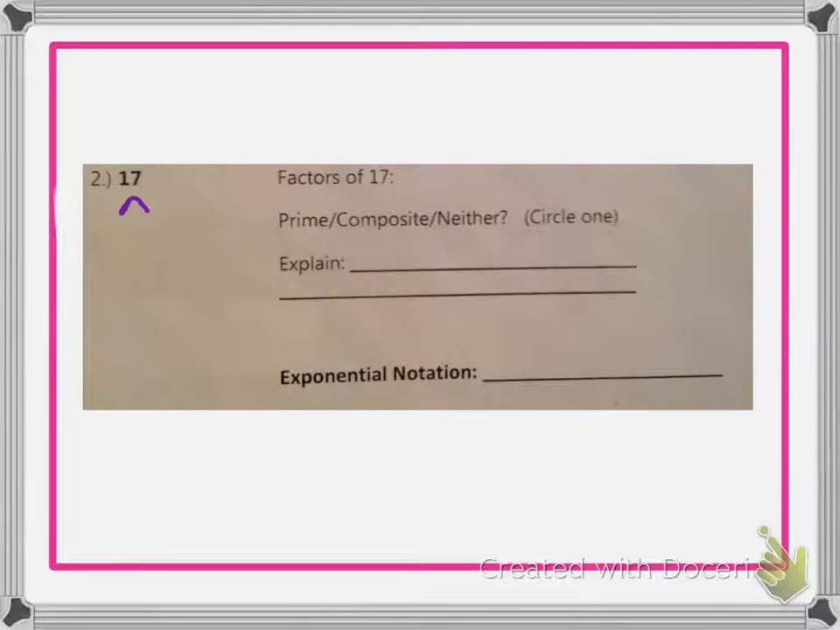Moving on to number 2, we have 17. Again, we're going to start with our factor tree. What times what equals 17? Well, we know 1 times 17 equals 17, and those happen to be our only numbers. So 1 times 17 is our expanded notation we're going to write to help us with exponential notation. Factors of 17 are 1 and 17.